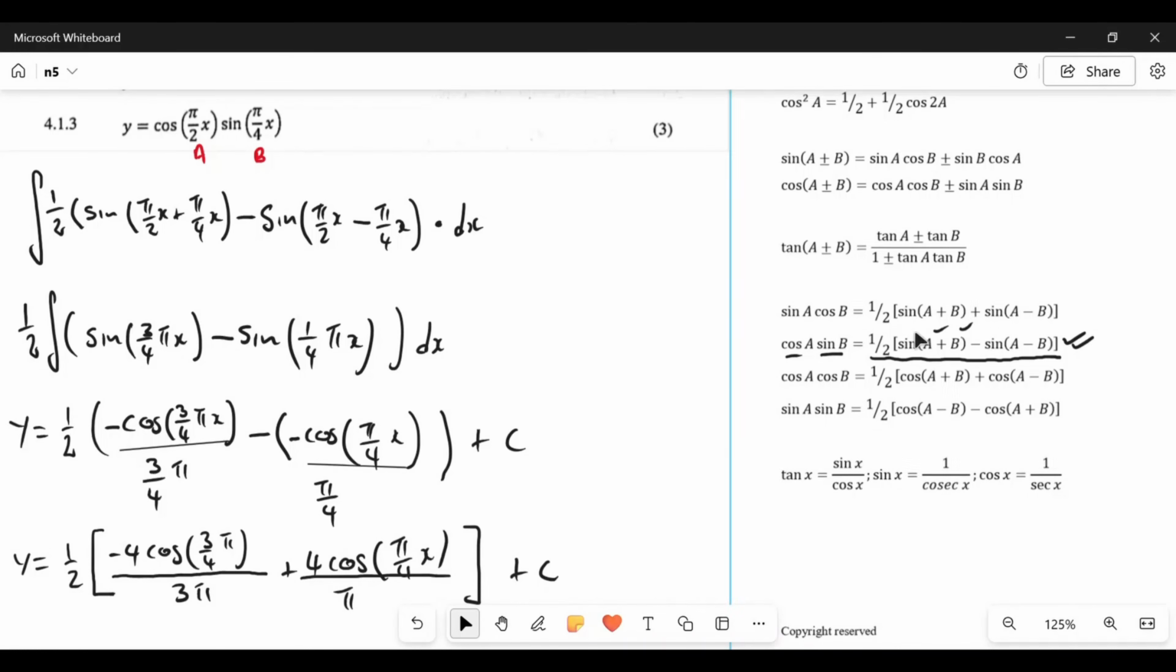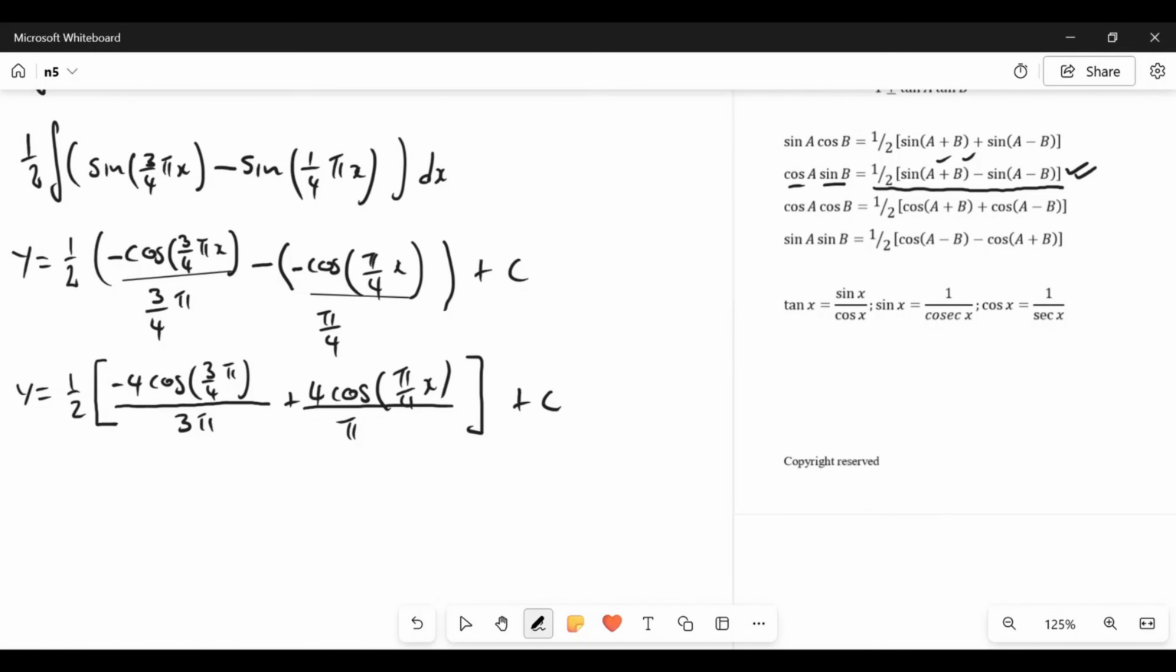Right, let me create a space so that you can see. As you can see, we still have the half there. You need to get rid of the bracket by multiplying with this half throughout. So if I say 1 multiplied by the numerator, let's start with this one here.